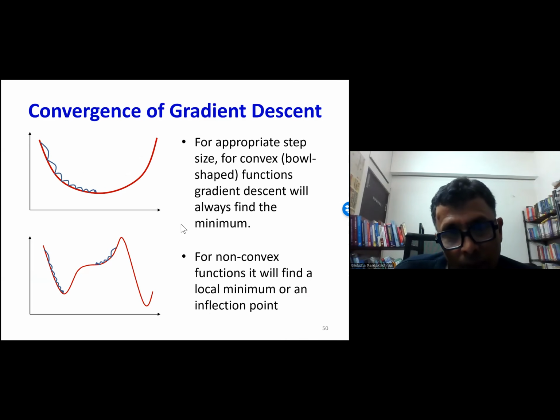So for some functions like these, for nice bowl-shaped functions, gradient descent will eventually always find the minimum. Whereas if you have other ugly functions of this kind, non-convex functions, then gradient descent is going to find the closest location where the function flattens. And sometimes it will be an inflection point. Sometimes it will be what is called a local minimum, a little valley, but it's not really the minimum of the function. Or if you're lucky, you can actually get to the global minimum. It could stop at any one of these places.